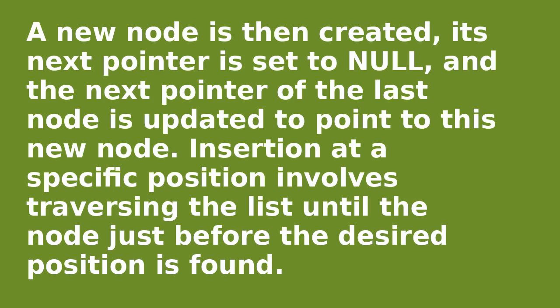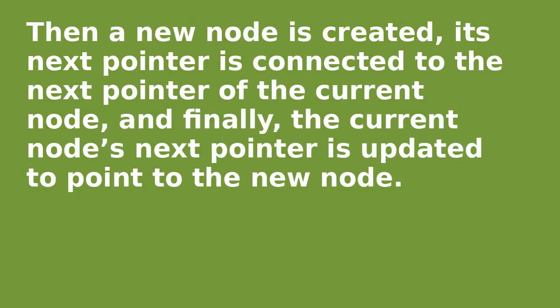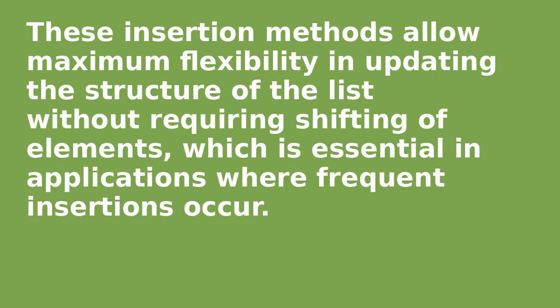Insertion at a specific position involves traversing the list until the node just before the desired position is found. Then a new node is created. Its next pointer is connected to the next pointer of the current node. And finally, the current node's next pointer is updated to point to the new node. These insertion methods allow maximum flexibility in updating the structure of the list without requiring shifting of elements, which is essential in applications where frequent insertions occur.